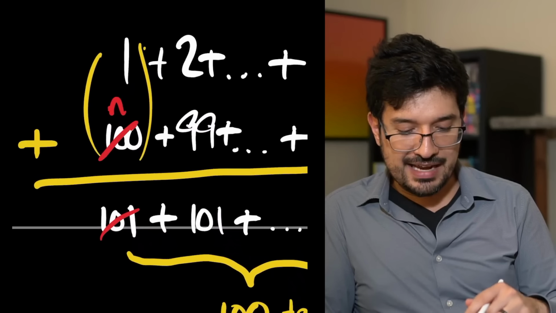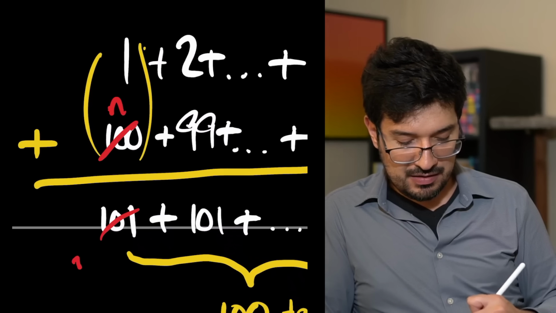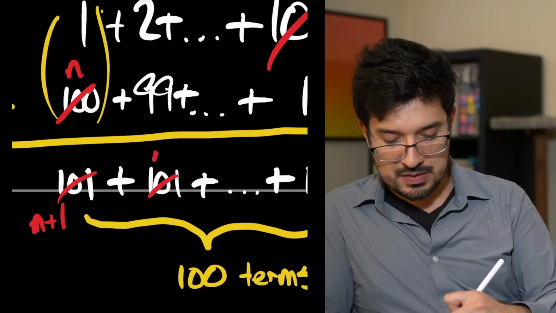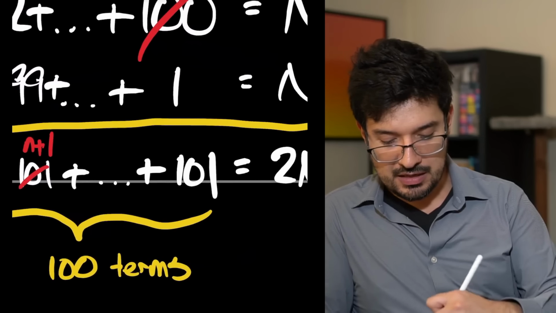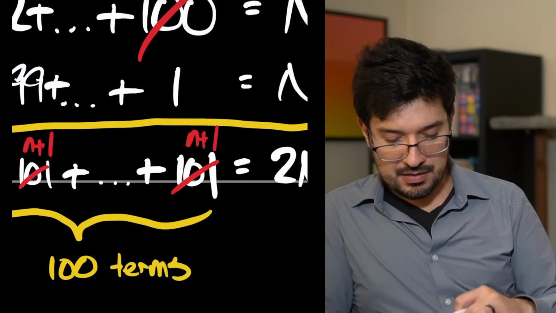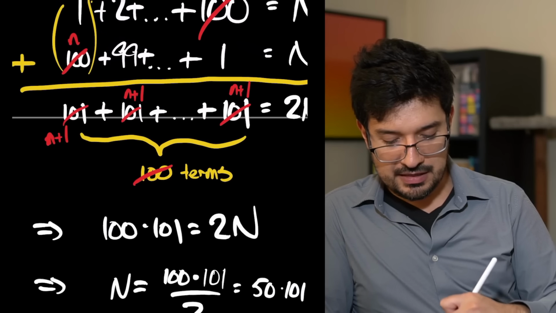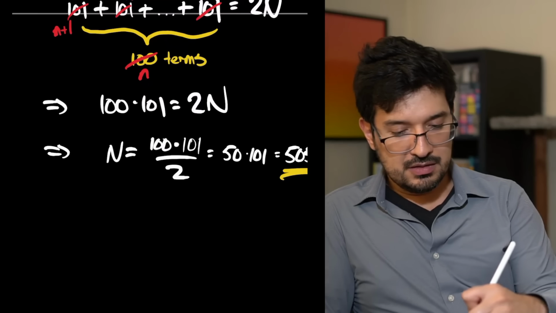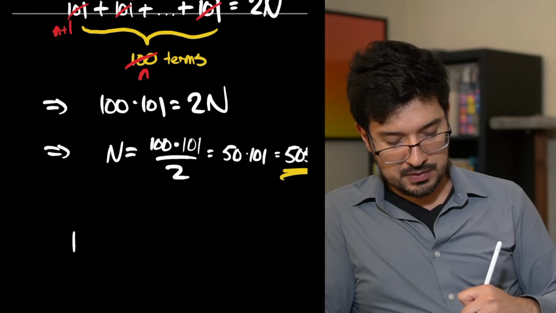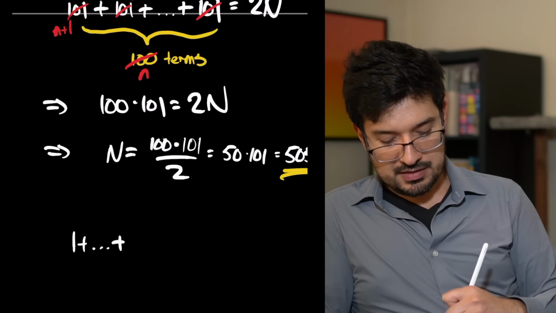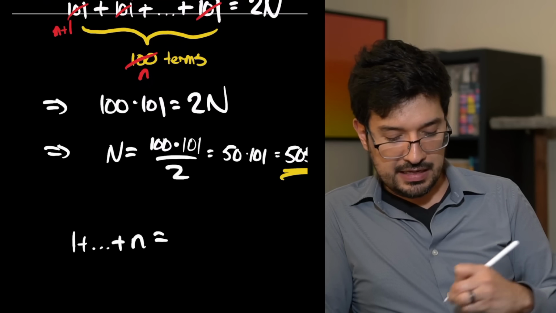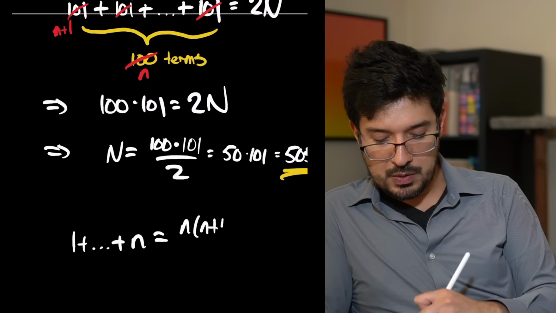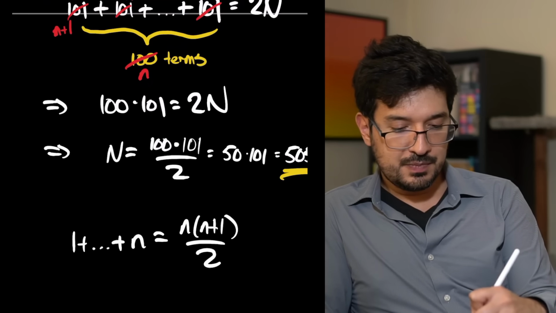In this, we added 1 plus n. So everywhere, these are all n plus 1s. N plus 1, n plus 1. And instead of 100, there's n of them. So in general, Gauss proved that the sum of the first n integers is n times n plus 1 divided by 2.